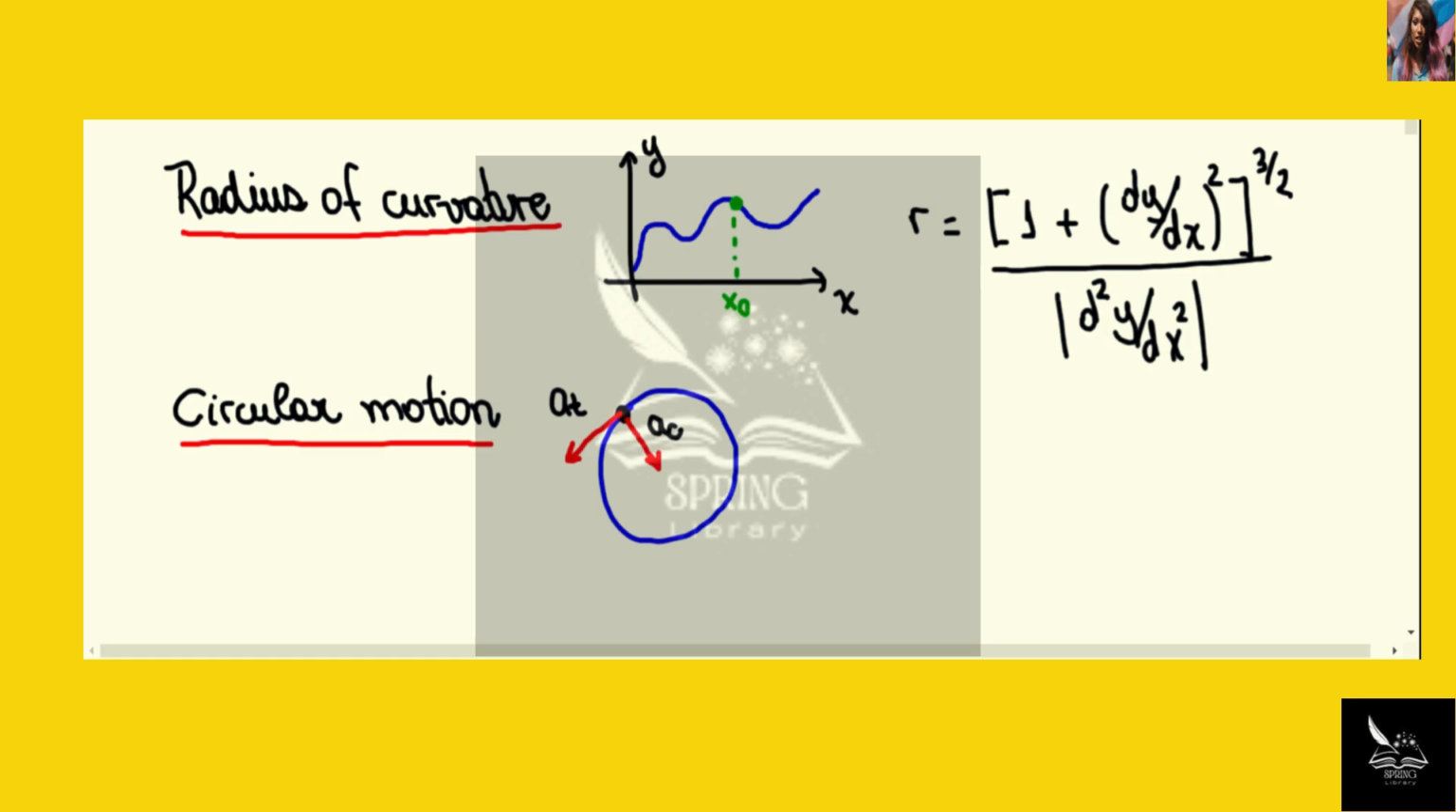The centripetal acceleration accounts for the change in direction of the velocity and is equal to v squared divided by r, while the tangential component accounts for the change in speed and is equal to the derivative of the speed with respect to the time.